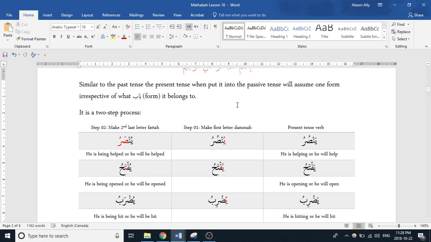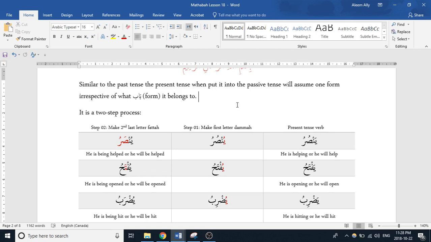So a verb such as nasara would become nusira, which means he was helped. It would go from being he helped to being he was helped. And regardless of what the middle radical was, whether it was a fatha, a dhamma, or a kasra, it was always going to be the same pattern. So karuma would be kurima, fataha would be futiha, sami'a would be sumi'a. All of them would follow the exact same pattern.